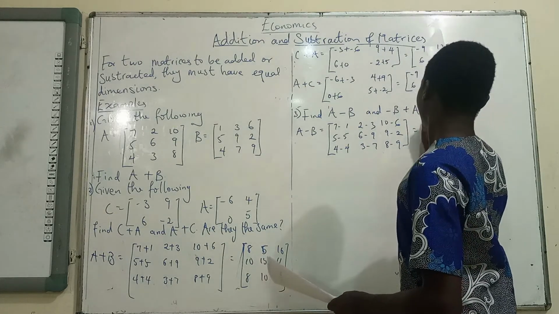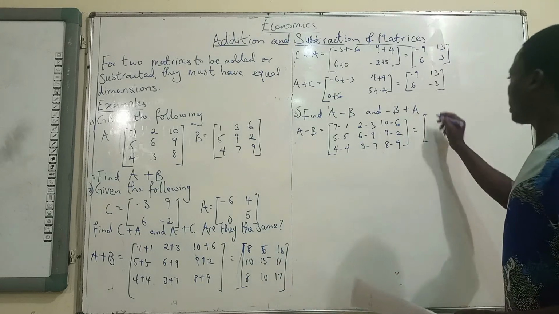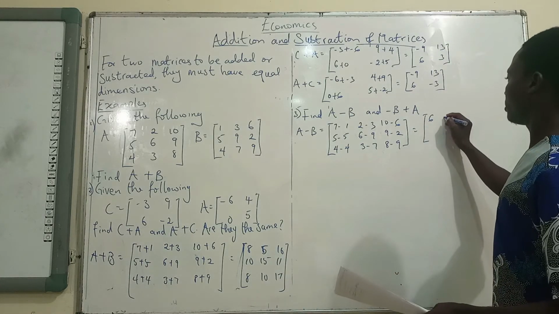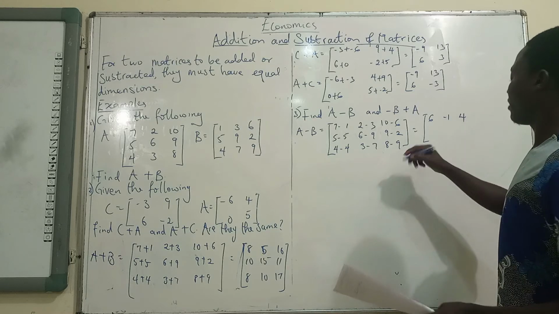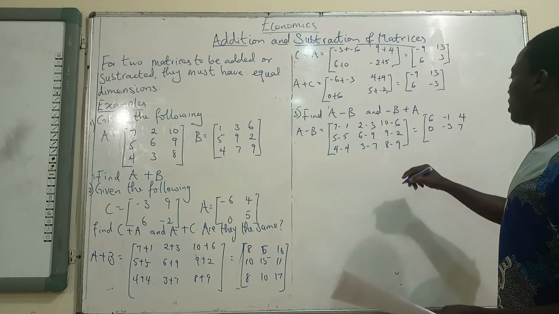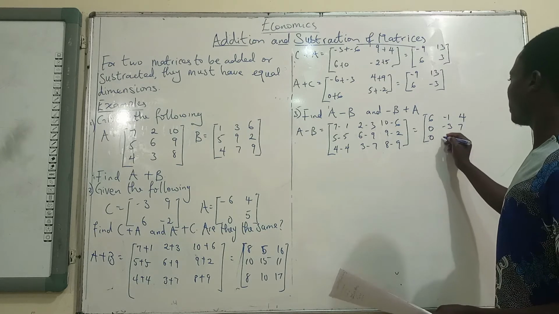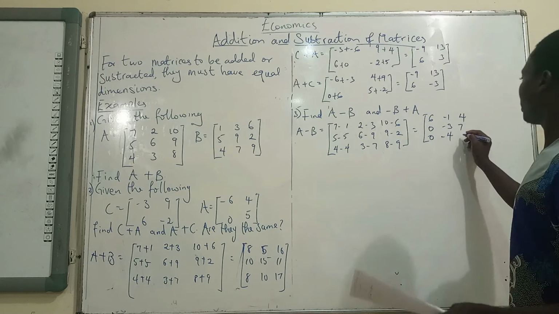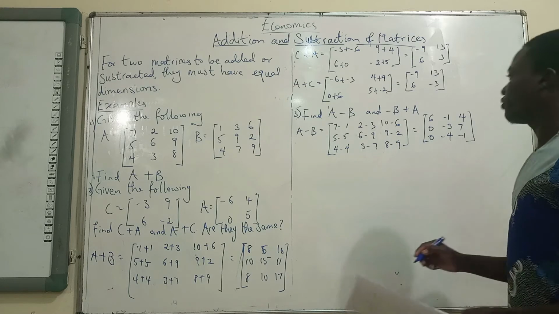Alright, so this is going to give us 7 minus 1 is 6, 2 minus 3 is minus 1, 10 minus 6 is 4, 5 minus 5 is 0, 6 minus 9 is minus 3, 9 minus 2 is 7, 4 minus 4 is 0, 3 minus 7 is minus 4, and 8 minus 9 is minus 1. So this is what we have for a minus b.